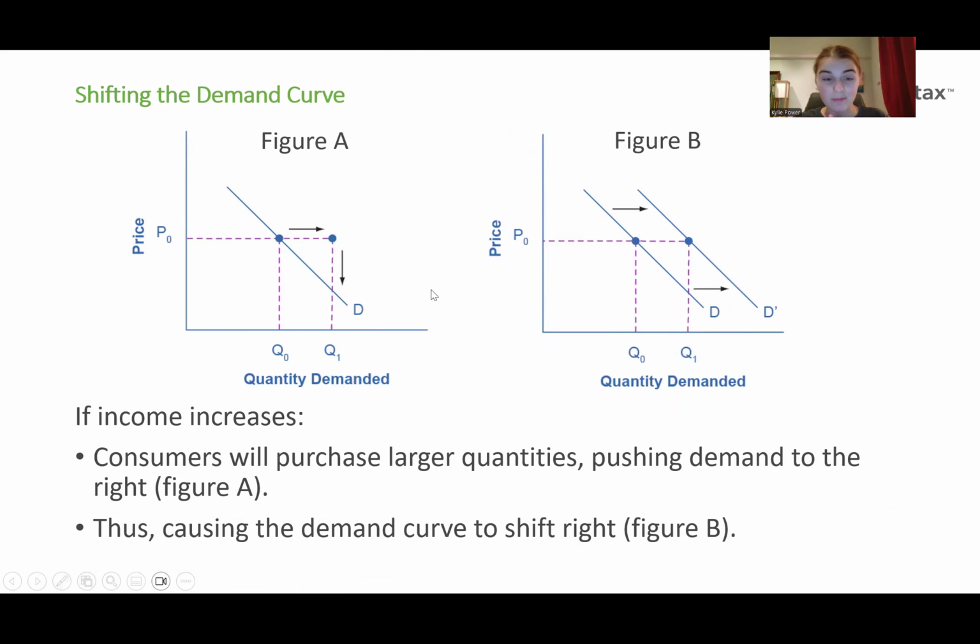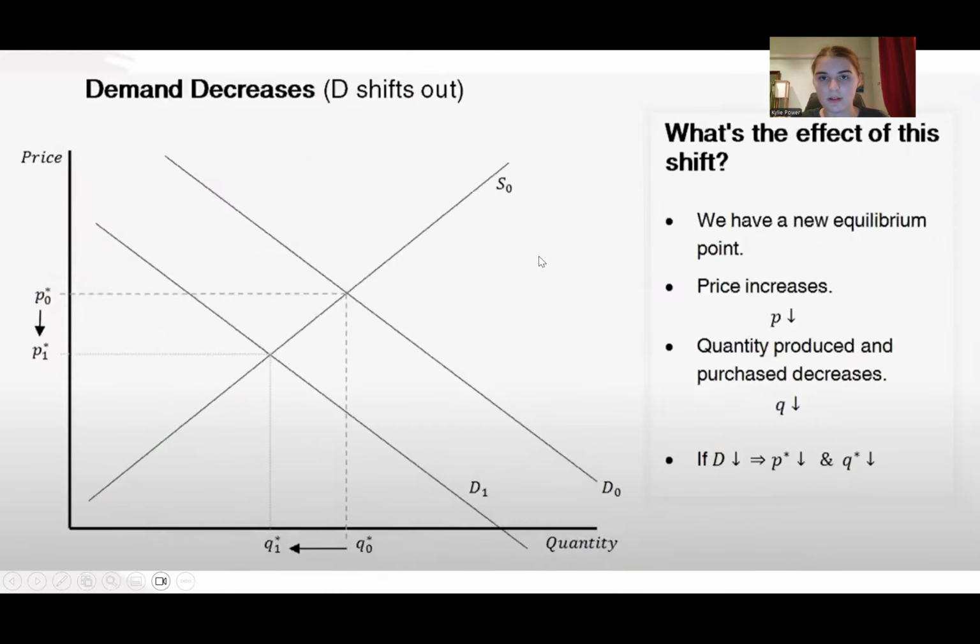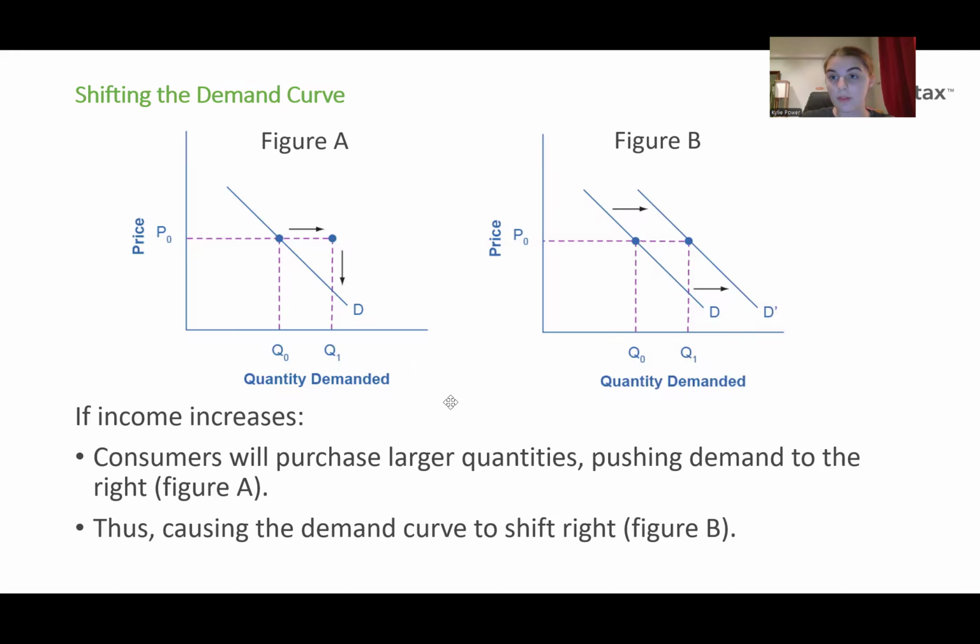If income is to increase, consumers will purchase larger quantities. It's going to push demand. We're going to go from figure A to figure B. This is just focusing on the demand side, though.